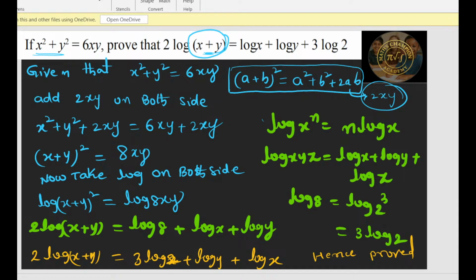Now shall we go? Is this understood? Is there any doubt? If it is here minus is there, for example, if it is here minus is there, then you have to use the (a minus b) whole square formula. Okay.